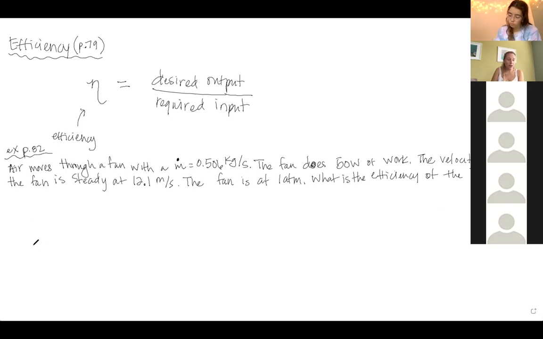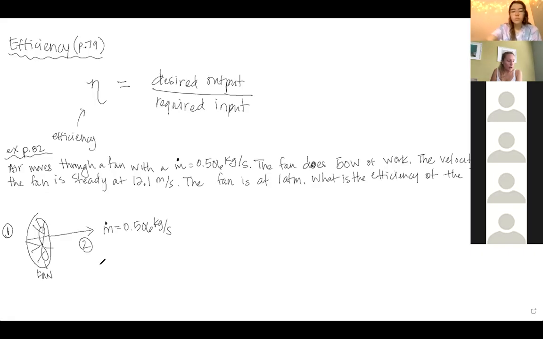Okay, so I always like to draw a diagram. We have some sort of fan, right? Here's a fan blade. We have air that's moving out of the fan. So I'm going to label this side of the fan as point 1 and this side of the fan is point 2. I'll draw my fan in a circle and maybe try to make it look a little more like a fan. That's not super helpful, but this is a fan. All right, so I know the mass flow rate of the air coming out of this fan is 0.506 kilograms per second.